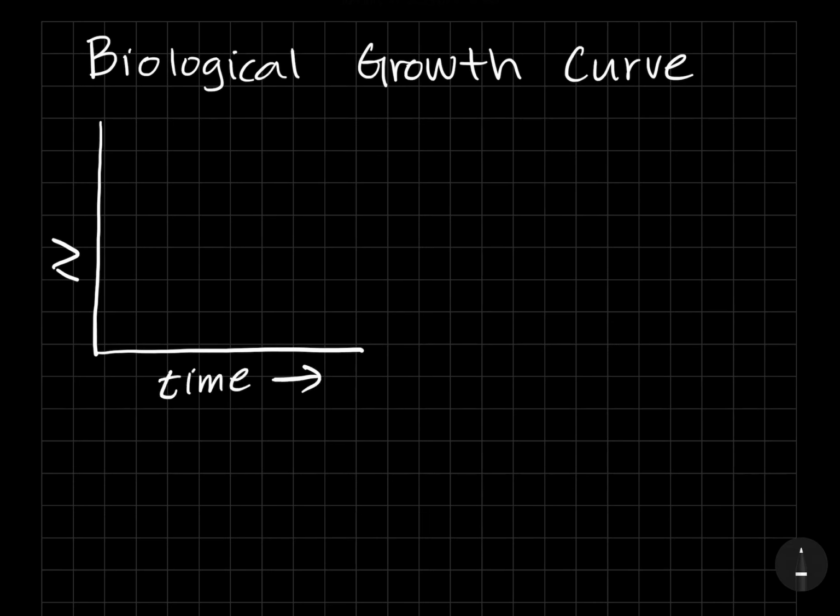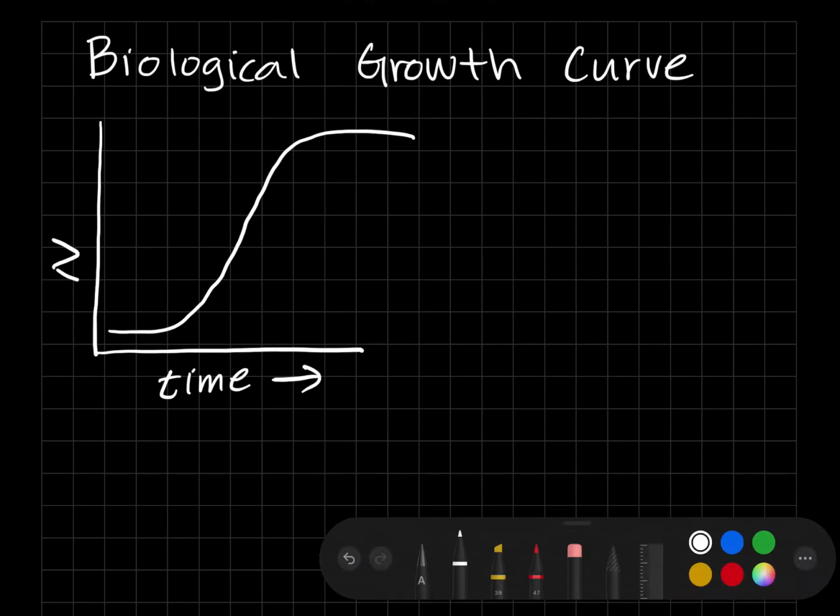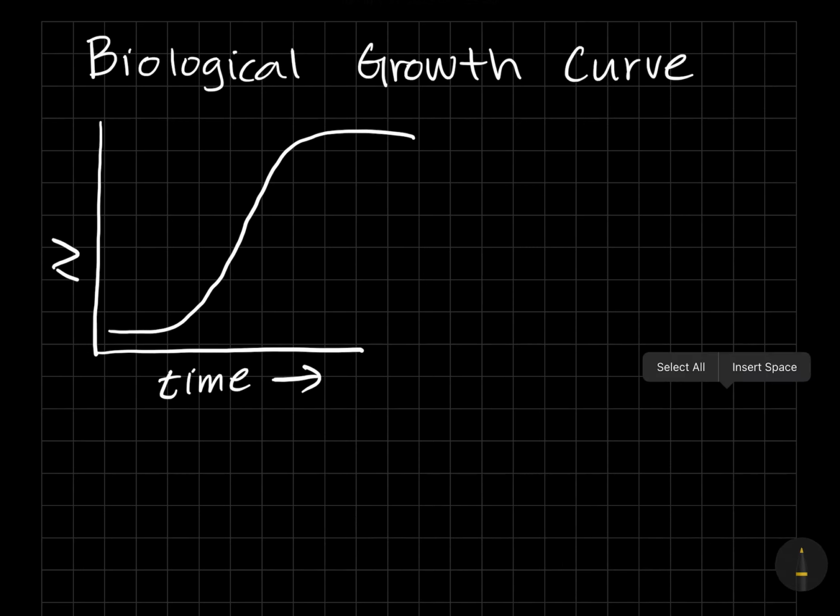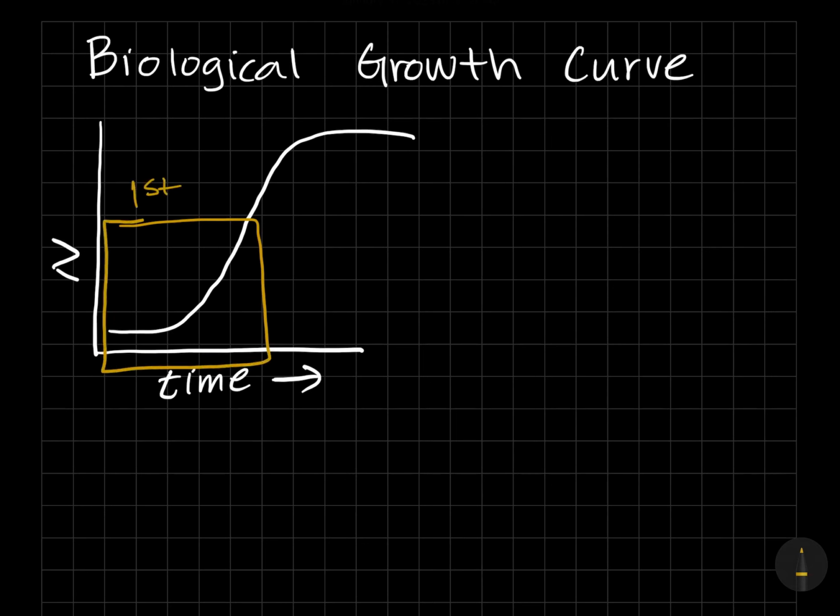So the biological growth curve tends to be an S-shaped curve like this. And we're going to be dividing it up into two halves. We're going to first look at this first half here, and then we're going to look at the second half here. And you can see that these two halves have pretty different shapes.